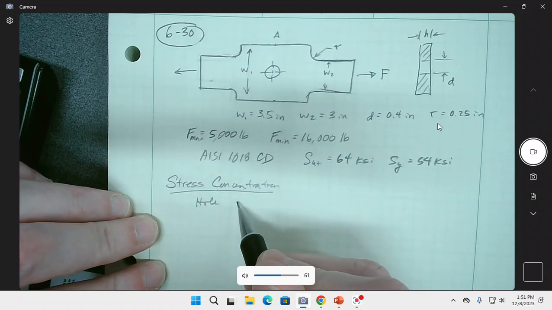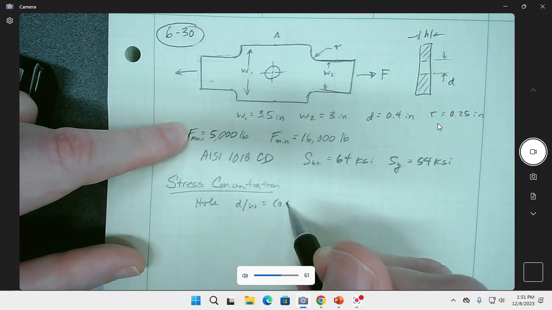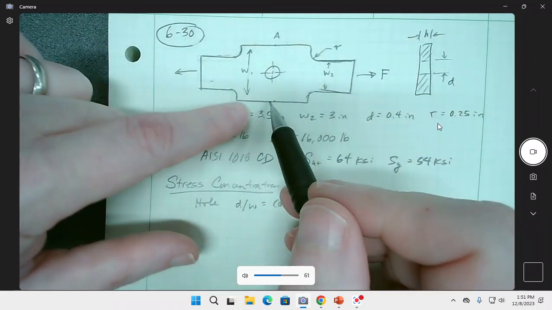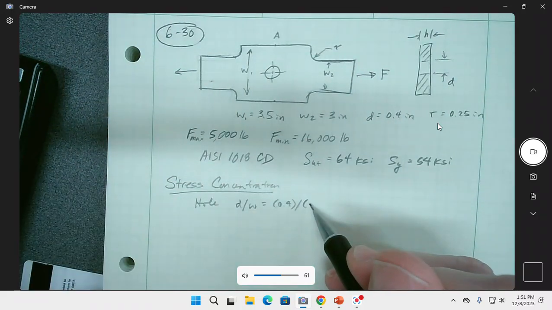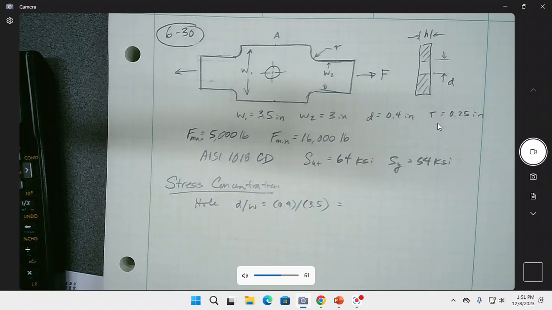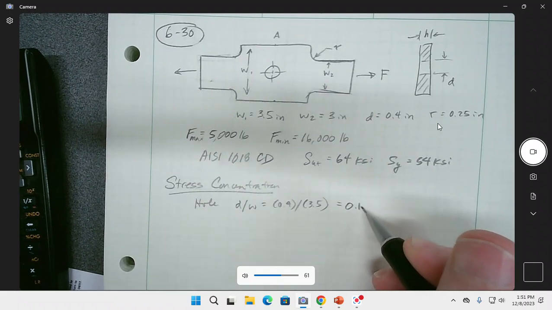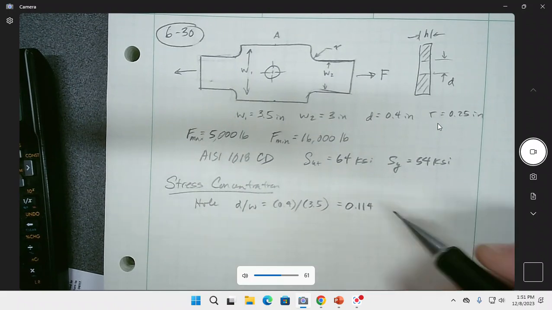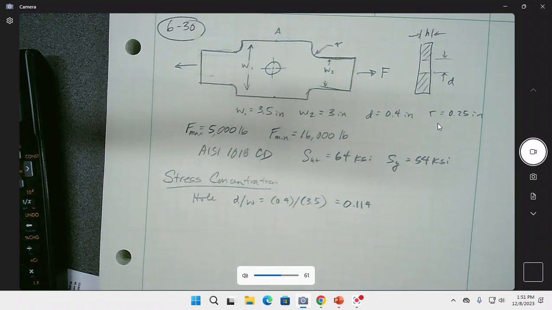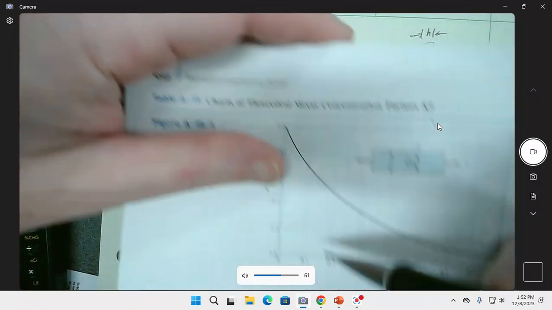And we want a d over w, which in this case is going to be 0.4 over the width here, w1, or 3.5. So they're pretty close to each other. 0.4 over 3.5, we end up with 0.114. That's good enough. 0.114 on here, that's not easily done.